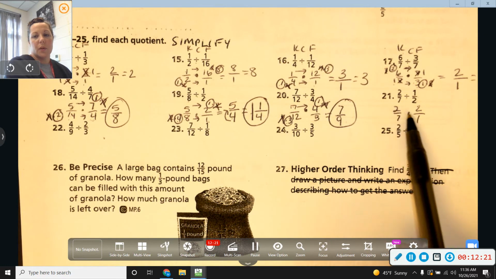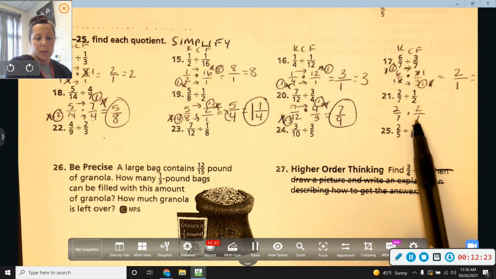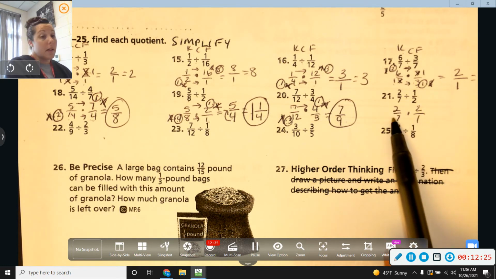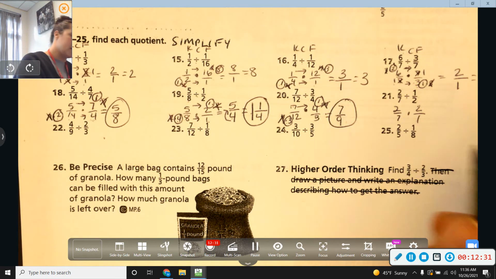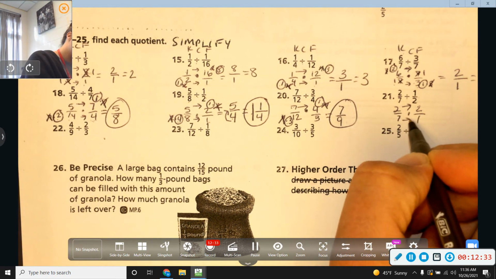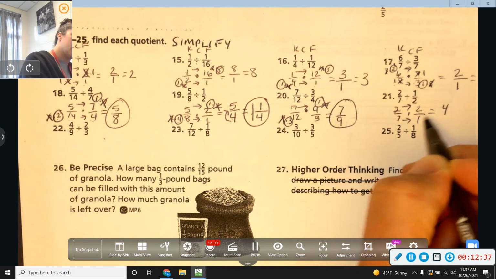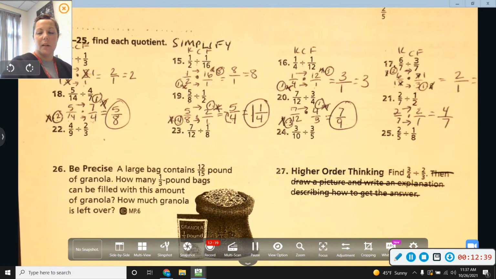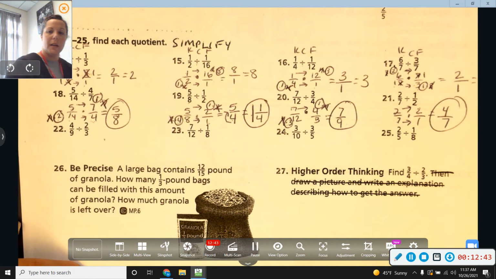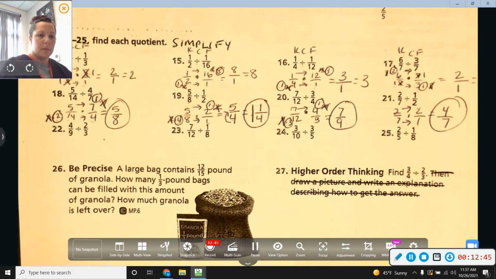Okay, so 2 and 1 can't reduce because 1 is as low as it goes. And 2 and 7 can't reduce because I can't divide a number out of either one of these. Okay, that's the same. So now I know I just multiply. 2 times 2 is 4. 7 times 1 is 7. That is a regular fraction. So there's my answer.